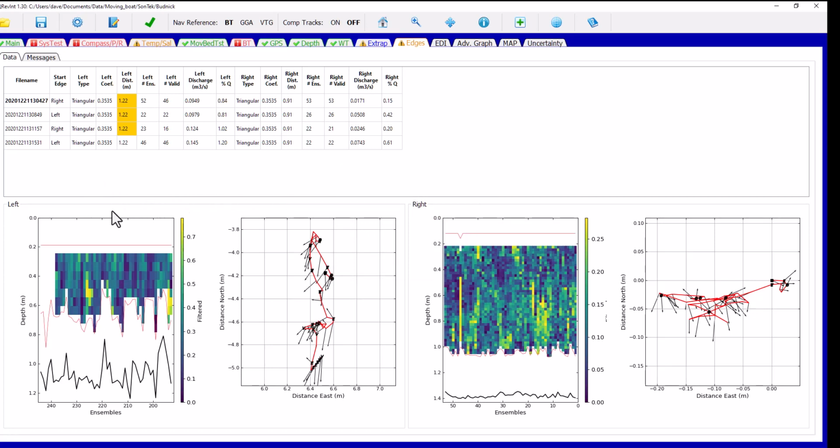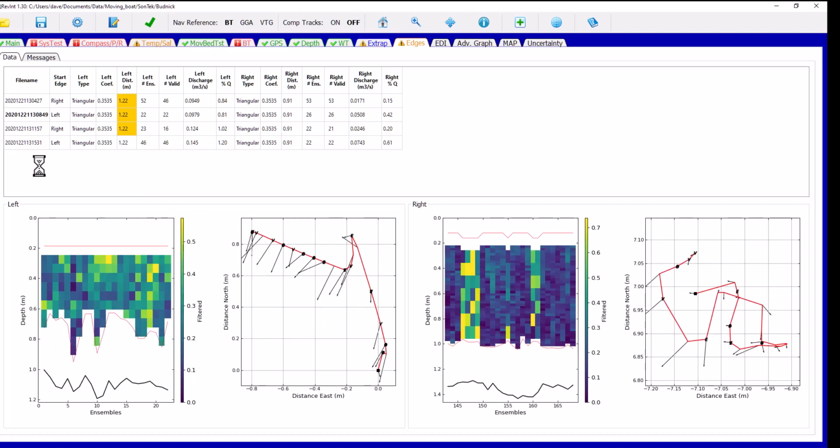Below the table are two sets of graphs, one for the left bank and one for the right bank. There is a color contour plot showing the velocities and depth for the ensembles selected for use in the edge computations, and also a ship track of the boat movement for those ensembles selected for the edge computation. Clicking in the table on the file name will change those graphs.